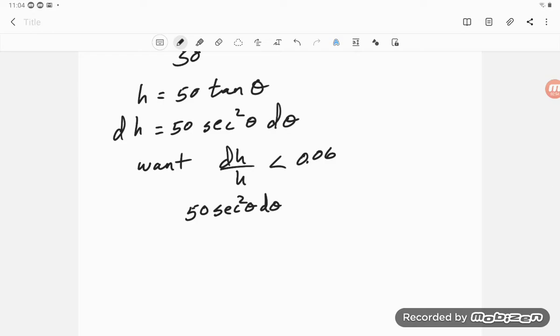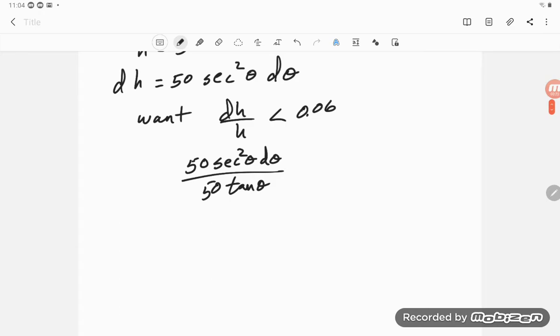It's right, because it says how accurately must the angle be measured if the percent error, right? So we're worrying about d theta here. And so here's tangent theta. And we want that to be less than 0.06. Now the 50s cancel.